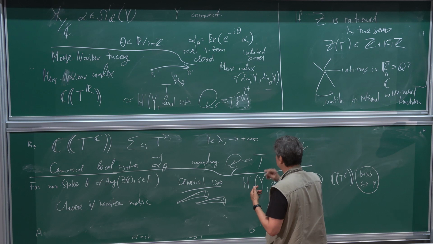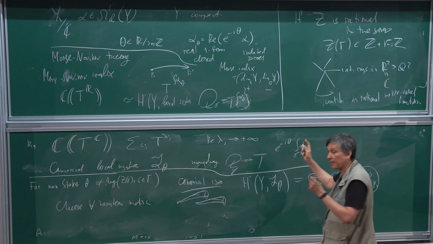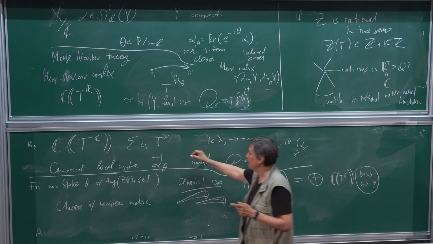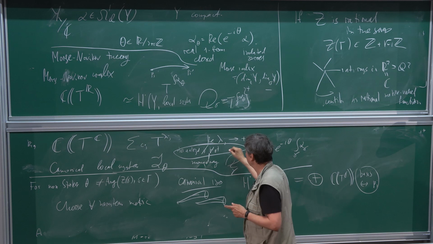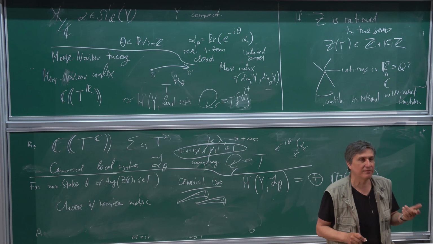This local system L theta: I said what its monodromy is, but actually one can say that the local system is trivialized at each point, such that the holonomy is t to the power of the integral of the one-form from one point to another along a path. Actually, the local system L theta is trivialized at every point of Y.